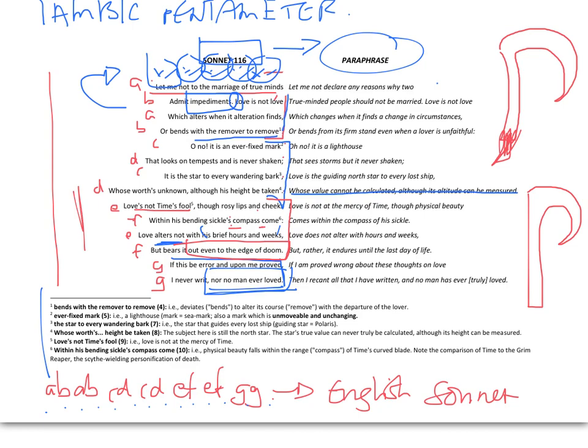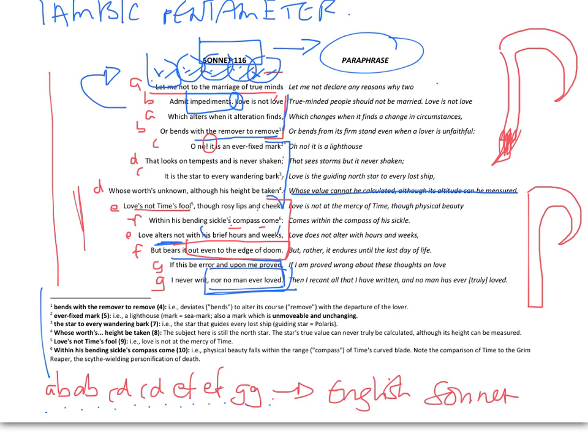He goes on to tell us, love is not love which alters when it alteration finds, or bends with the remover to remove. Oh no! And again, this use of caesura there, the punctuation in the middle of a line, it's really making it clear to us this is not what it is. He's very sure. And he tells us, it's an ever-fixed mark that looks on tempests and is never shaken.